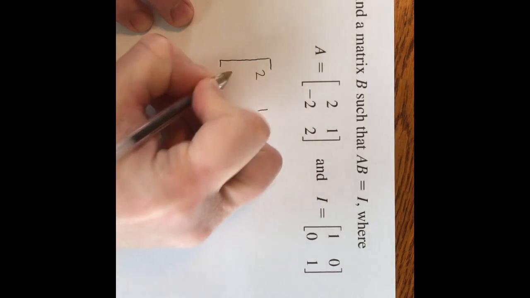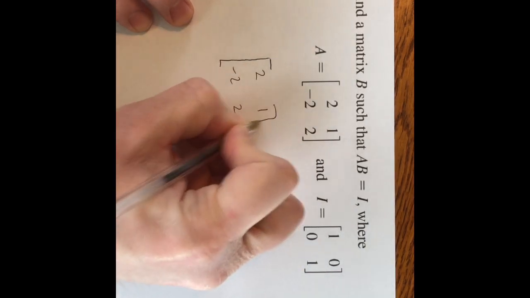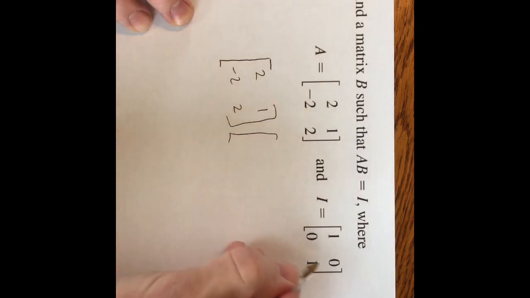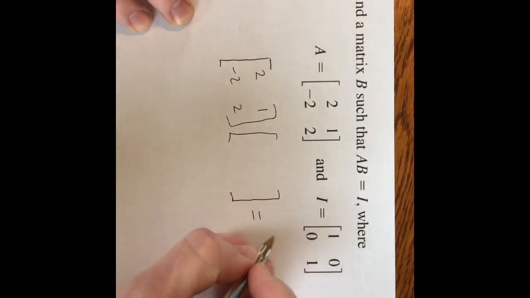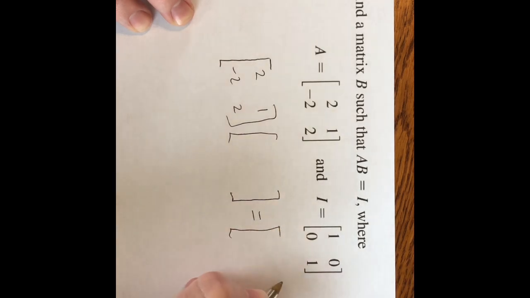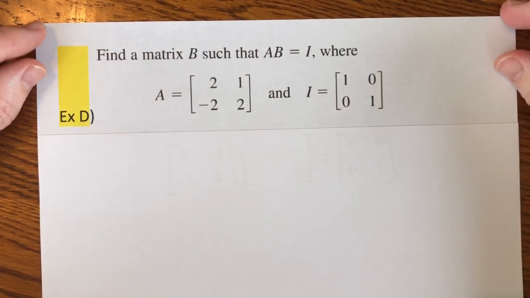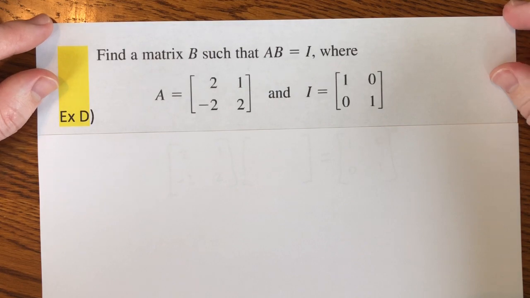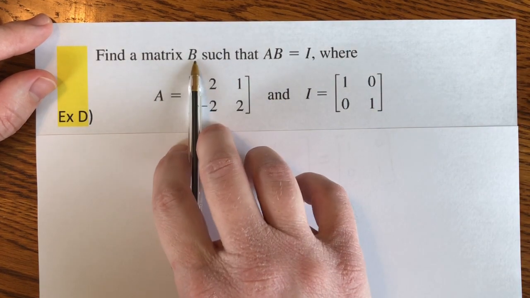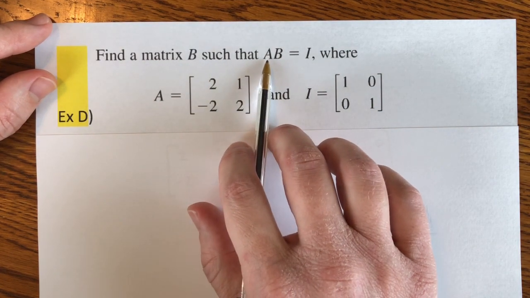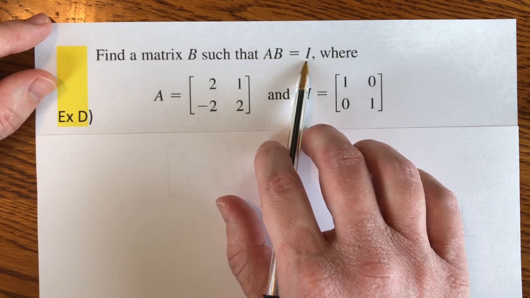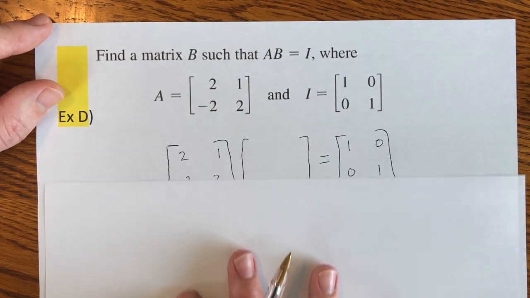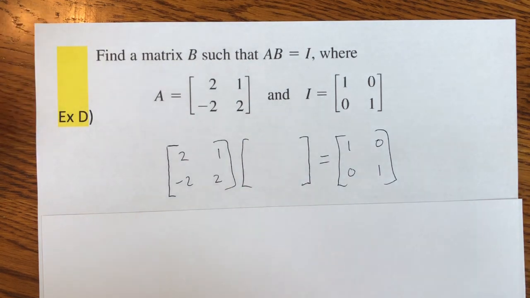If you have the product of two matrices generate this answer, then, all right, in example letter D, we are trying to find a matrix B such that the product AB is equal to the identity matrix I. So what we're going to do is set up a matrix equation. It's going to look like this.